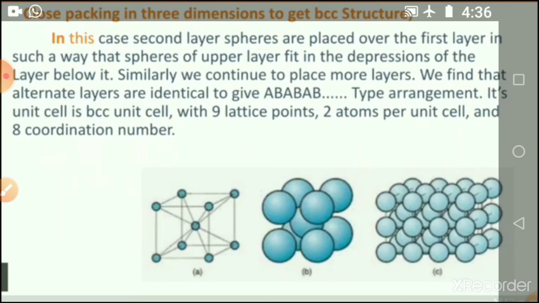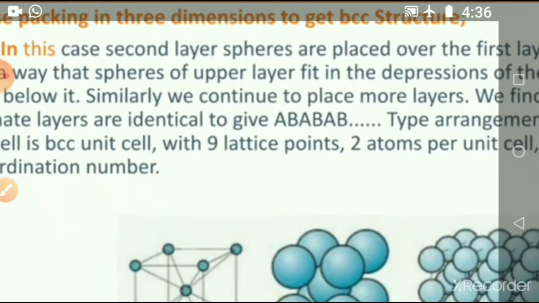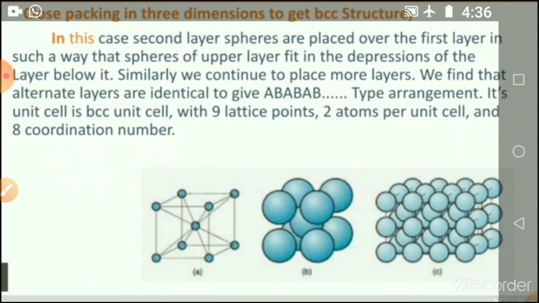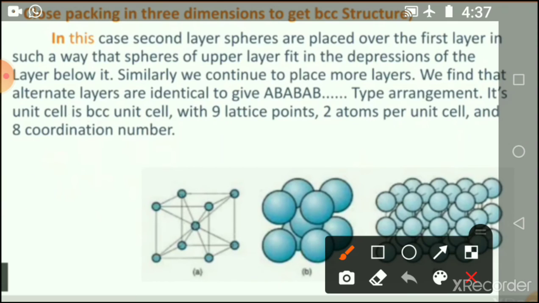In this case, second layer spheres are placed over the first layer in such a way that the spheres of the upper layer fit in the depressions of the layer below it. Similarly, we continue to place more layers. We find that alternate layers are identical, giving an AB type arrangement. Its unit cell is the BCC unit cell with 9 lattice points, 2 atoms per unit cell, and 8 is the coordination number.